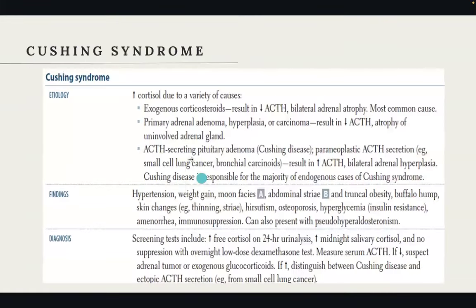Now, these should make a lot of sense after we've studied the pathway, hopefully really well by now. But let's begin. First of all, let's begin with Cushing syndrome. Now, what's Cushing syndrome? CC, remember it that way. It is an increase in cortisol. Now, there's a variety of causes why you would have a high cortisol in the blood. Let's begin with the most common, which is exogenous corticosteroid use.